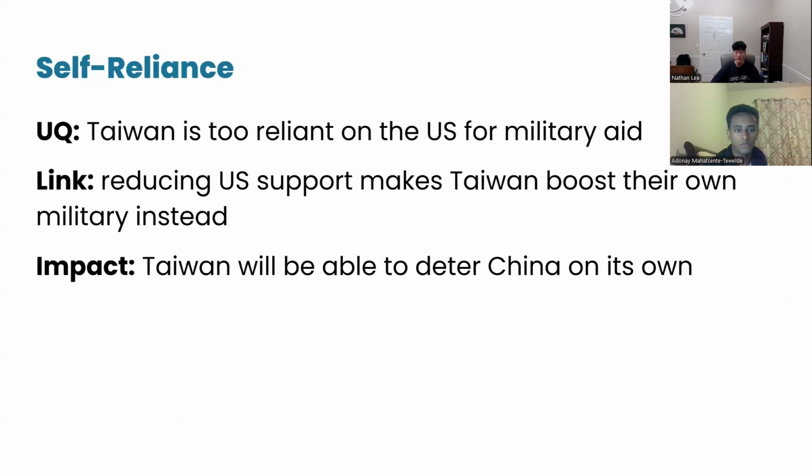All right, then self-reliance is the next argument. This one's a little interesting. We'd say that right now, like I said before, because the US is Taiwan's military crutch, it's actually too reliant on us for aid, and without it, it wouldn't be able to survive in the short term. So our link this time is saying that when we decrease US support, Taiwan is forced to boost up their own military. And that's really good because in the end goal, we want Taiwan to be able to support itself without us, right? So the impact is still a China war scenario, but it's one where Taiwan will be able to deter itself against it.